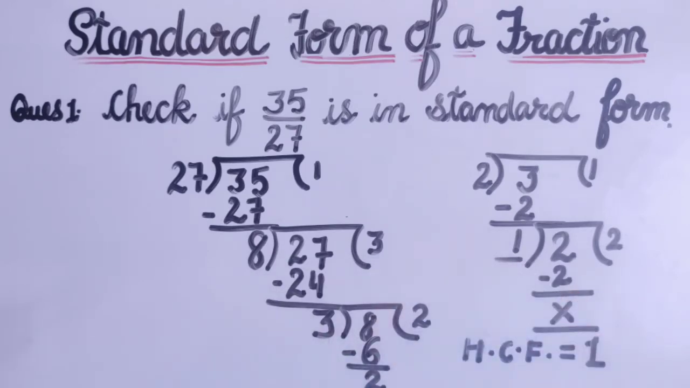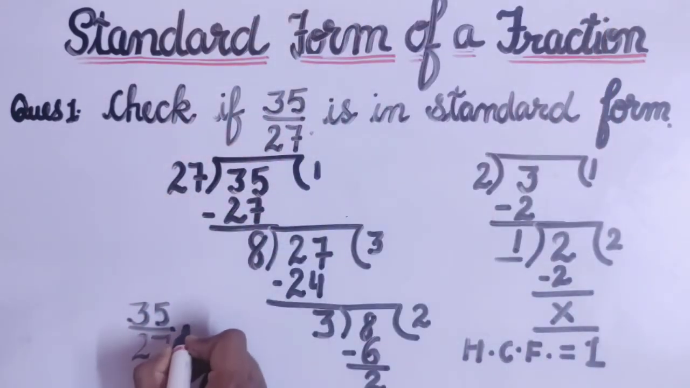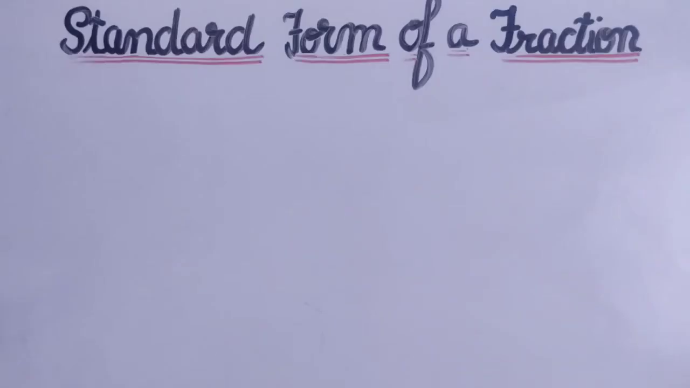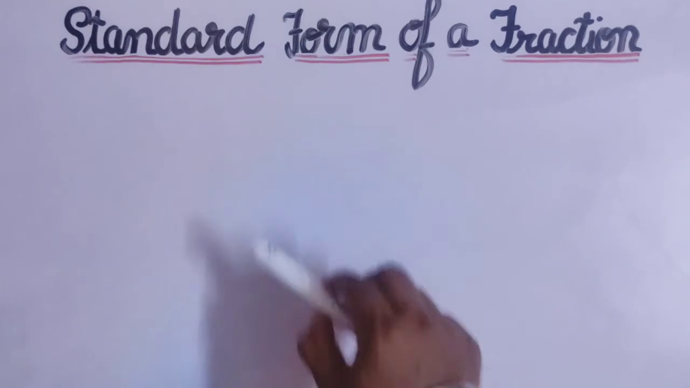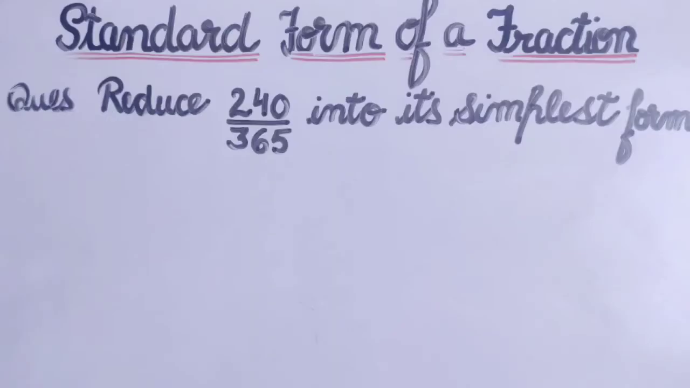If HCF is 1, so I can say that, student, yes, 35 by 27 is in standard form. Yes, it is in standard form or in simplest form. Now students, we will understand if a fraction is given to us and that is not in standard form, how to reduce the given fraction into its simplest form or in standard form. Let us understand it with the help of one example.